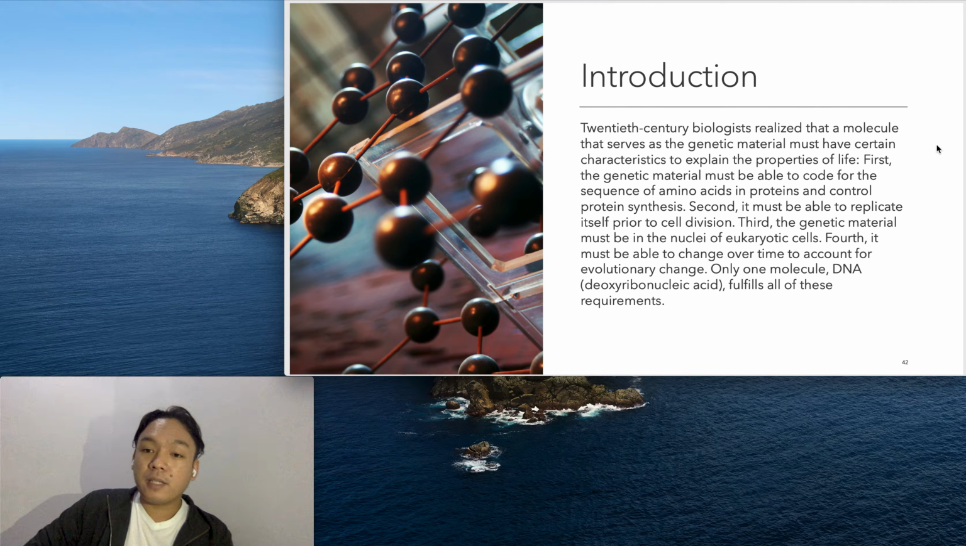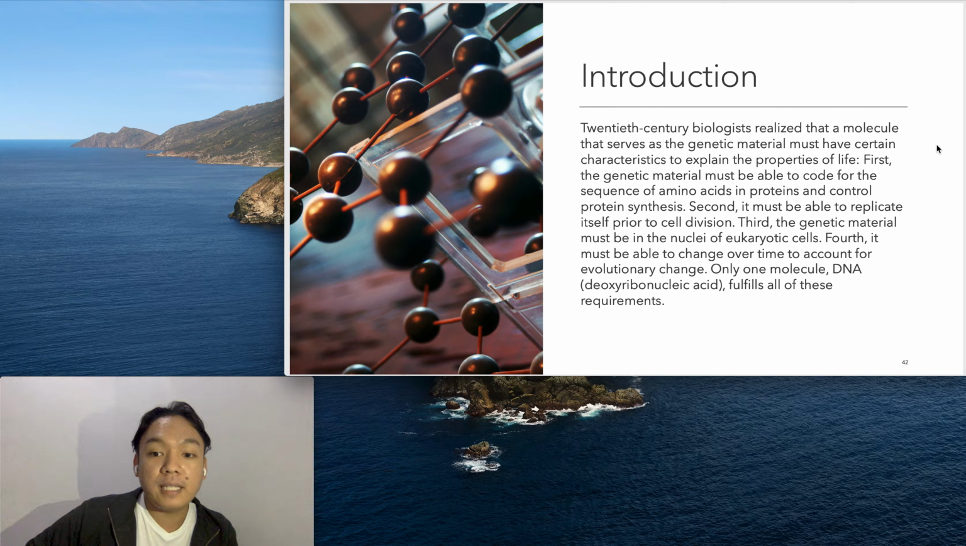First, the genetic material must be able to code for a sequence of amino acids. So that's the blueprint of life. If your DNA is creating glycine, creating different sets of amino acids, then it must be a living molecule. It will be coding for life. Second, it must be able to replicate itself. During the S phase of your cell cycle, DNA is replicating itself. From the parent strand, they will produce the daughter strands.